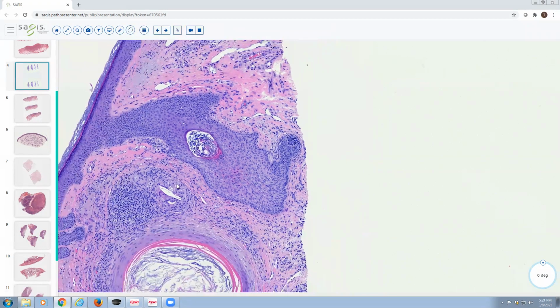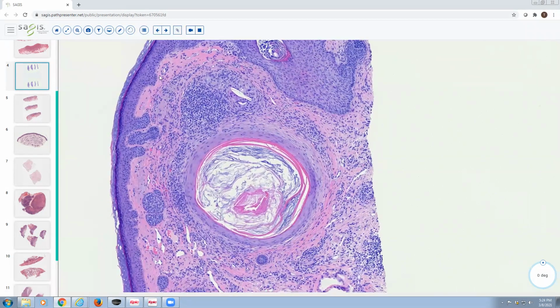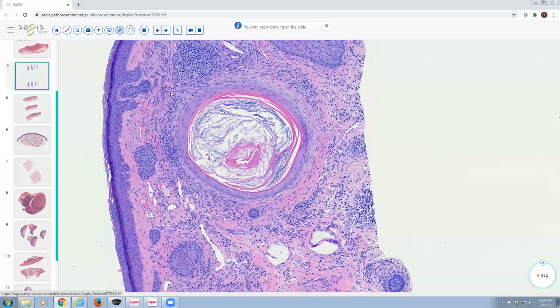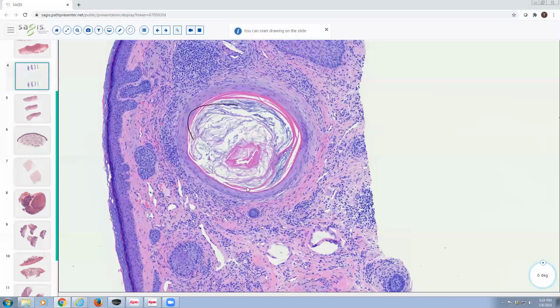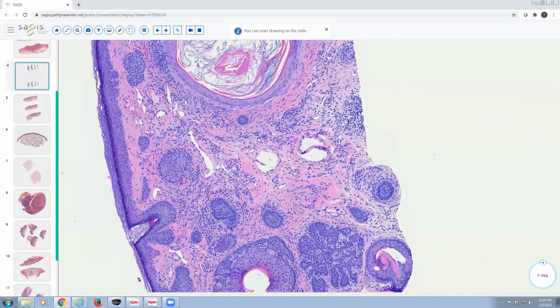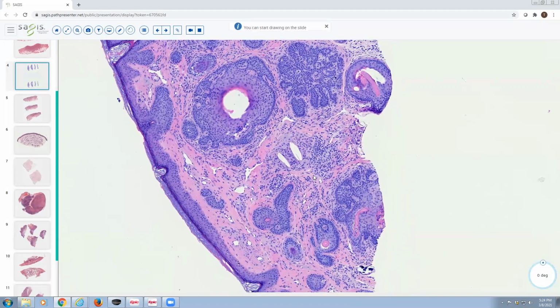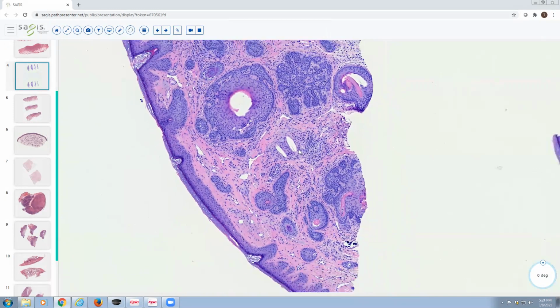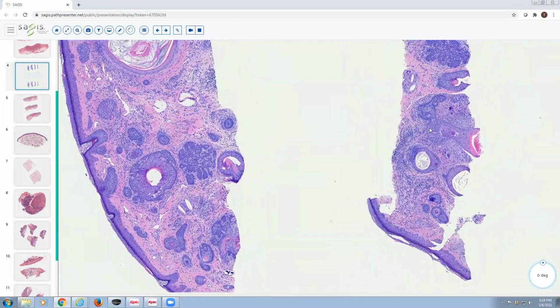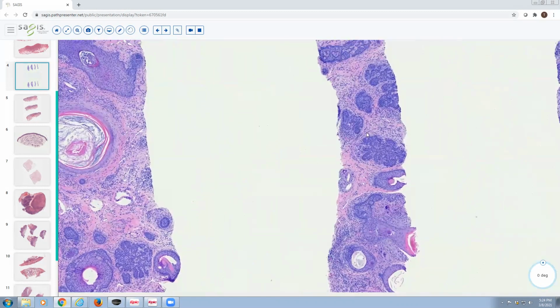In trichoepithelioma, you often find little follicular cysts. So you'll see these infundibular cysts, which simply represent that it's a little bit more terminally differentiated. And again, the stroma is more cellular and fibrotic. So this is a trichoepithelioma.